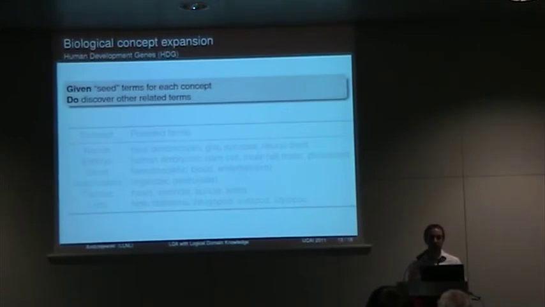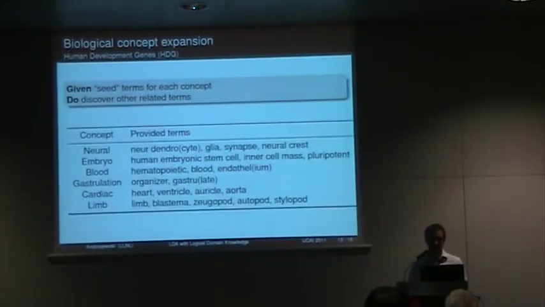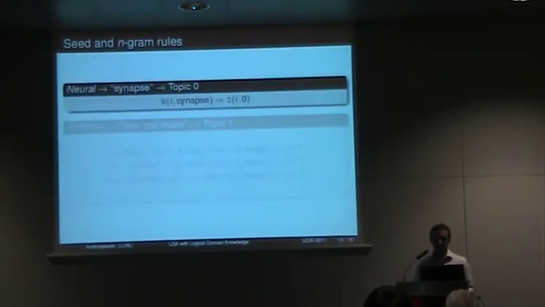So we have a biologist who is interested in expanding some concepts that he's going to define with seed terms. So he gives us seed terms for these human stem cell concepts, and he wants to grow them out with topic models. So we're going to focus in particular on the neural topic, where we're going to use a seed rule, like I said before, where all instances of synapse go to topic 0.